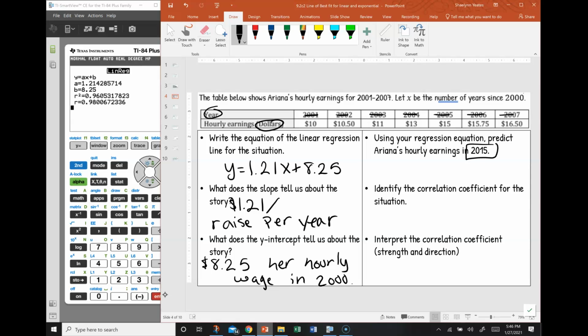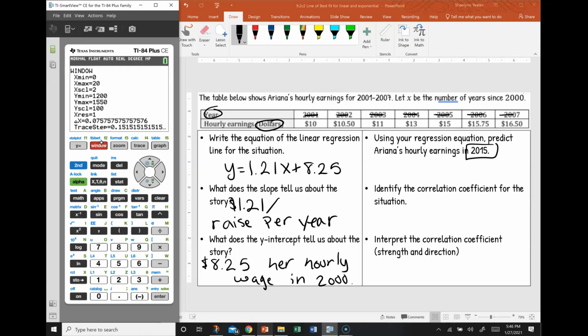Okay, so let's go ahead and change our window. I want this to go only from 0 to 10, actually 15, because we want to predict 15, so let's go with 17. We're going to just go by ones. My y smallest number is 10, so it's going to be okay if I start at 0. My y maximum number is 16.50, and I want to know 2015. So I'm going to go ahead and do 25, and we're going to just go with 5s here. So I'm going to hit graph. So that's what the graph looks like now.